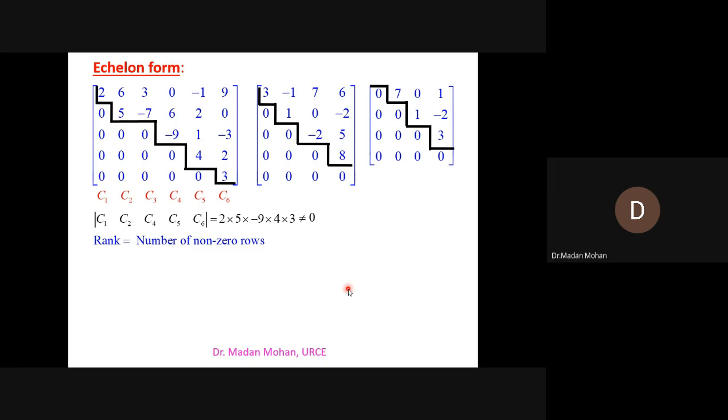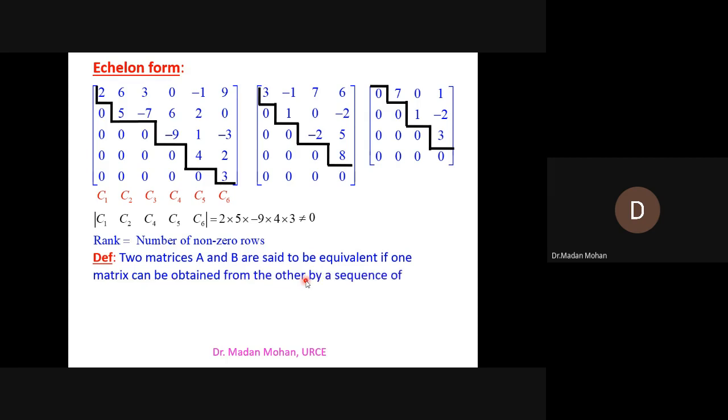Okay. Next. Now observe the definition. Two matrices A and B are said to be equivalent, not equal. Equal means the corresponding entries are equal, and automatically the order should be the same. But equivalent means one matrix can be obtained from the other by a sequence of elementary transformations, maybe row transformation or column transformation. We denote it as A tilde B. A tilde B means A is equivalent to B.